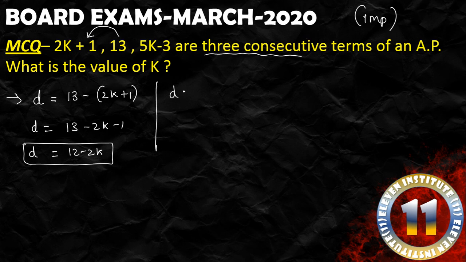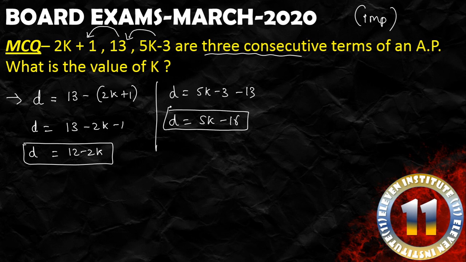Same thing we can do over here again. Subtract this much from this. Right? Now third term minus second term. So here I can write 5k minus 3 minus 13. So what I get is 5k minus 16. Now this is the formula of D. This is also formula of D. So I can equate them from 1 and 2.